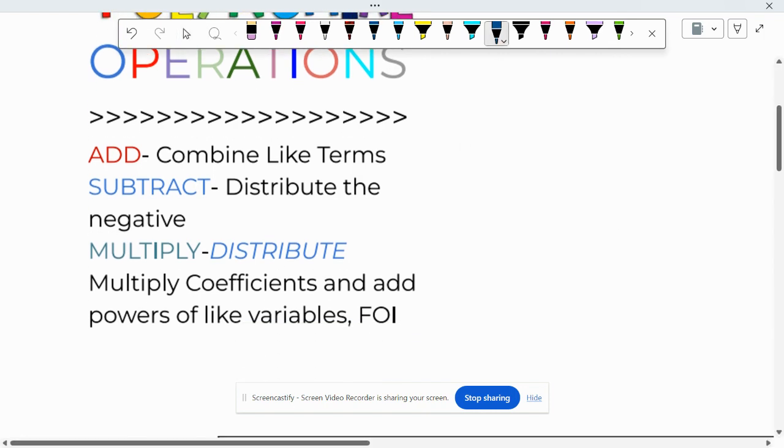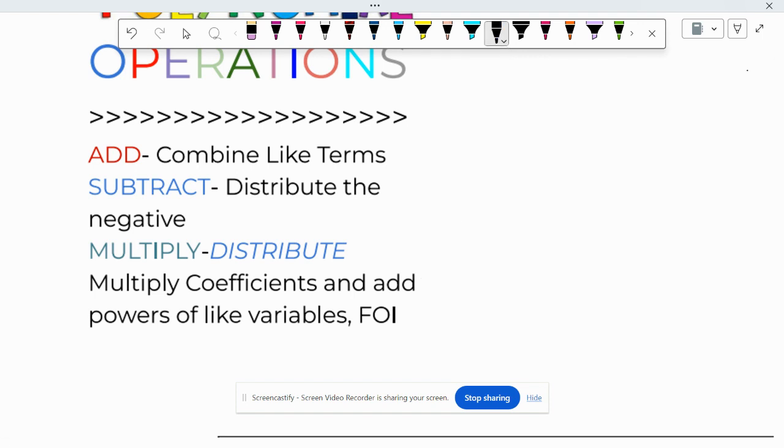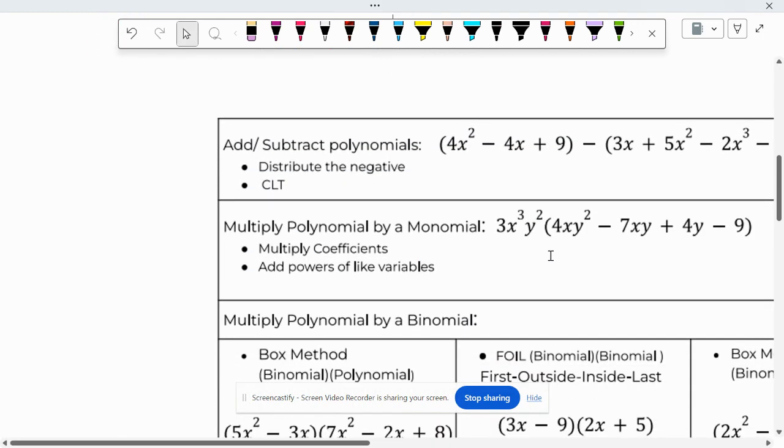When we subtract polynomials, we need to remember to distribute the negative. When we multiply, we distribute, multiply coefficients, and add powers of like variables. We can also use FOIL. That's what I was talking about when I said add a capital L.